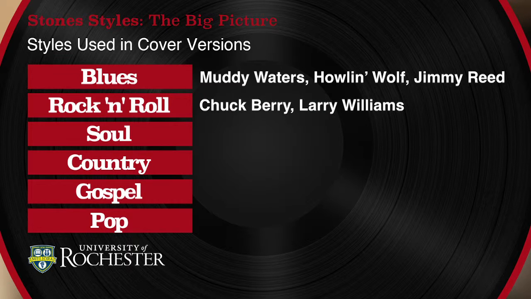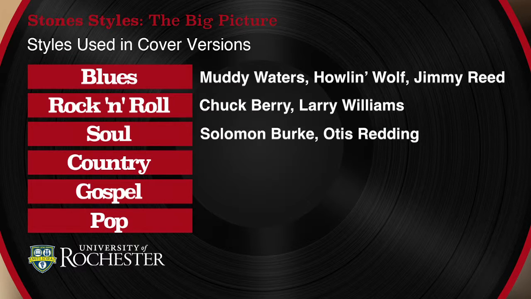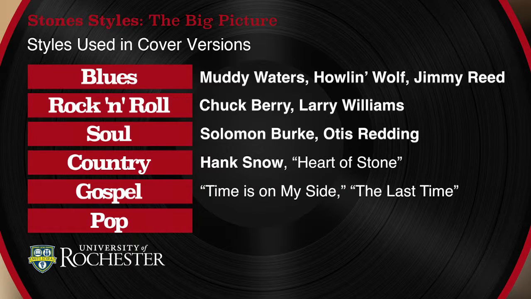And when I say songs, most of these times I'm talking about the records they recorded, even if the songs were written by somebody else. Soul, we saw a lot of Solomon Burke and Otis Redding recordings being covered. Country, we saw the Hank Snow cover version on Got Live If You Want It. Heart of Stone, we talked about as country. Gospel, Time Is On My Side, The Last Time, both of those coming out of gospel kinds of things. And pop with the song Tell Me, Congratulations, some of that kind of thing.